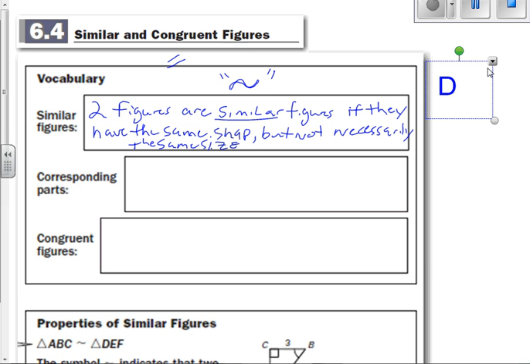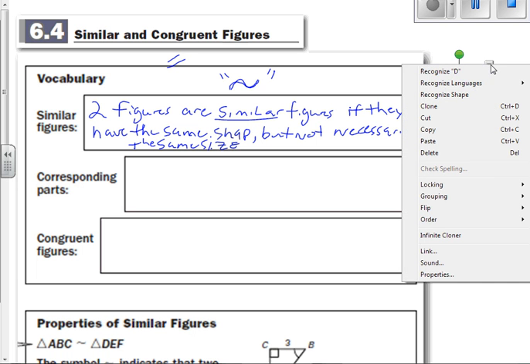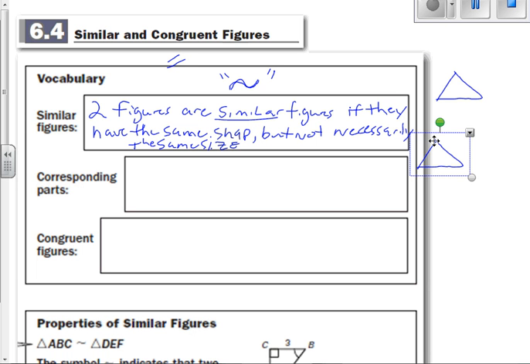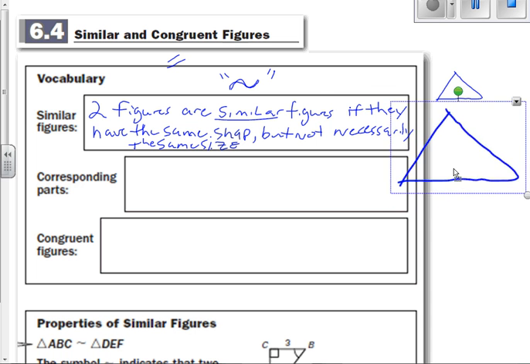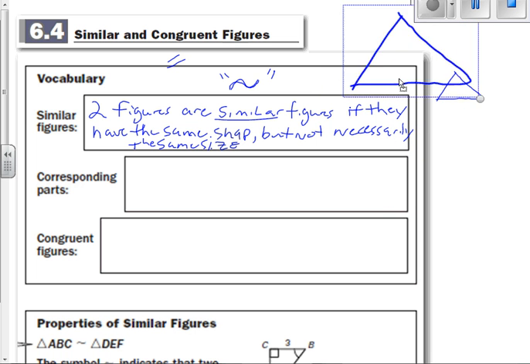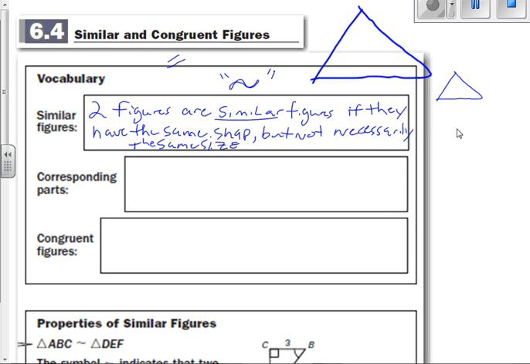Oops, that's not what I wanted. Copy. Why does it keep giving me a D there? Copy. Aw, this is not being nice. Paste. There you go. So, these are similar figures. They're the same shape, but not necessarily the same size. It could also be smaller, okay?